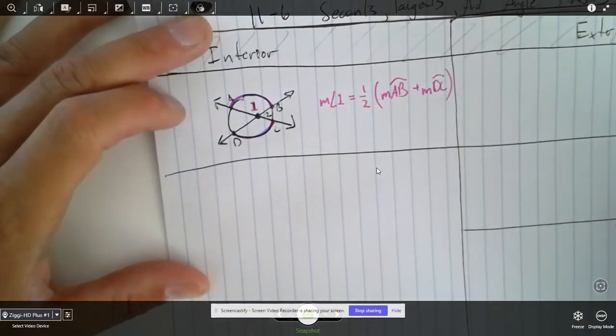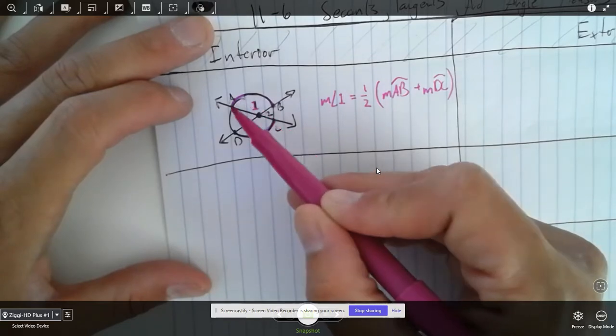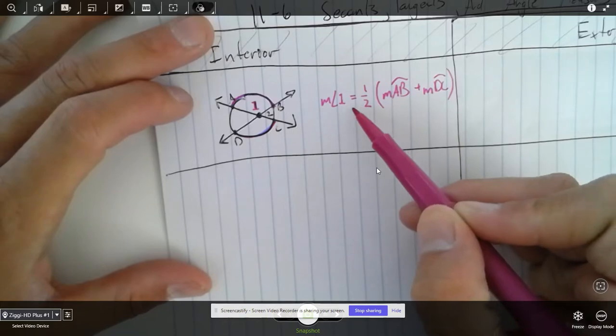Not too bad, huh? That's pretty cool. That's pretty easy. So it's basically saying if you want to find this angle measure, you just add these 2 arcs, the degrees of the arcs, and then you just halve them, and that's it. You get the measure of angle 1.